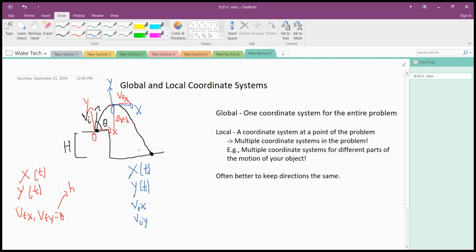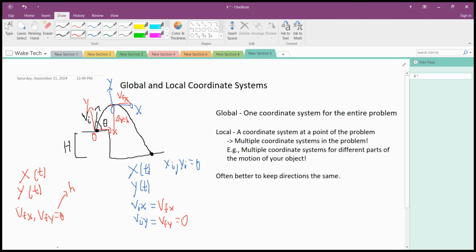And in my blue coordinate system, then my initial velocity in the x direction is equal to my final velocity in the x direction in the red coordinate system. And likewise, my initial velocity in the y direction, there is no y direction in the blue coordinate system as well. So my initial velocity in the y direction is still my final velocity in the y direction in the red coordinate system.